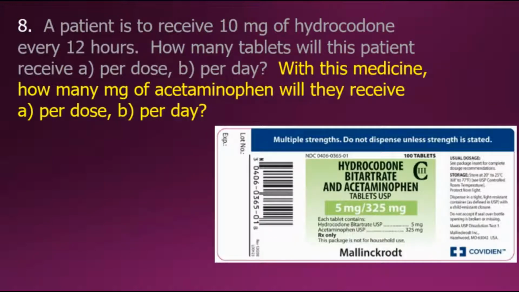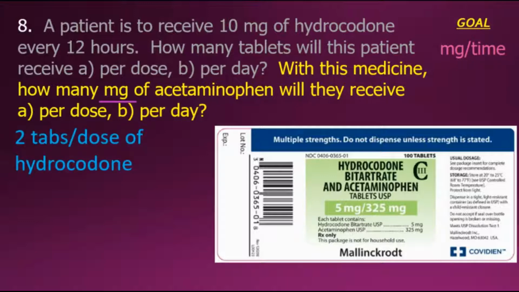This problem has an additional portion to it, which is asking us to calculate the milligrams of acetaminophen the patient will receive. To do so, we will set our goal as milligrams per unit of time. To start this problem, we'll start with the dosage that we calculated from the first portion dealing with hydrocodone. We determined that the patient should receive 2 tablets per dose.